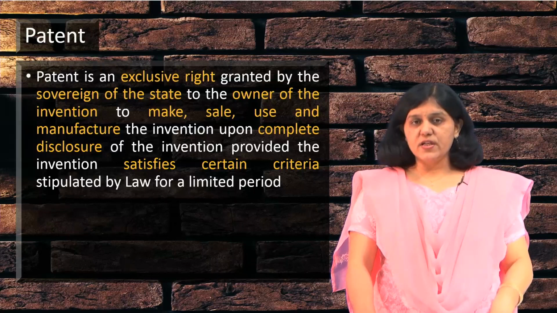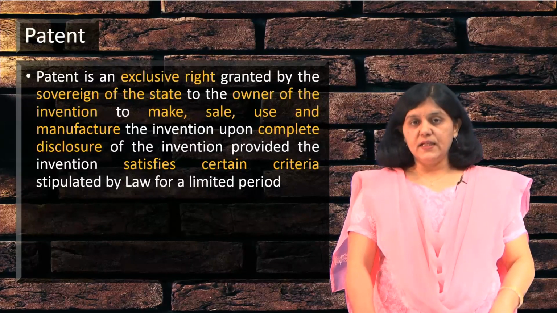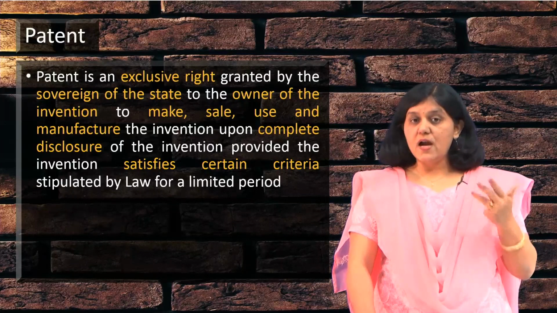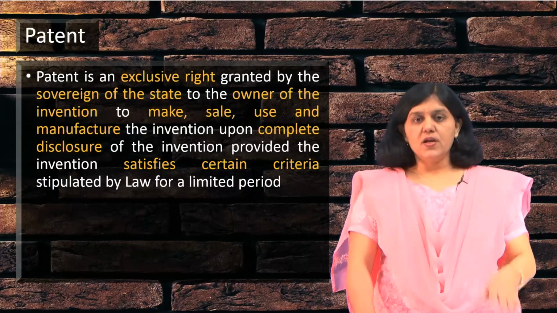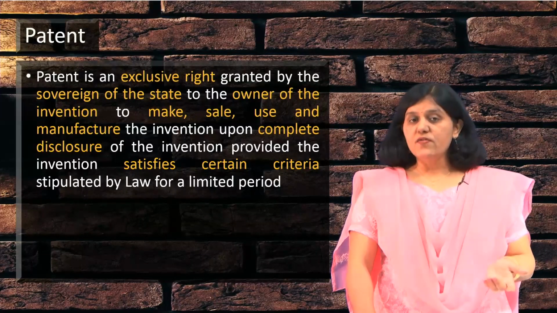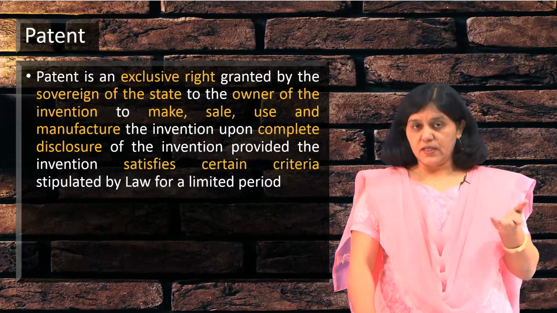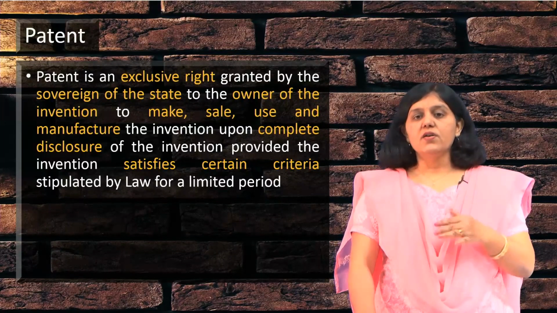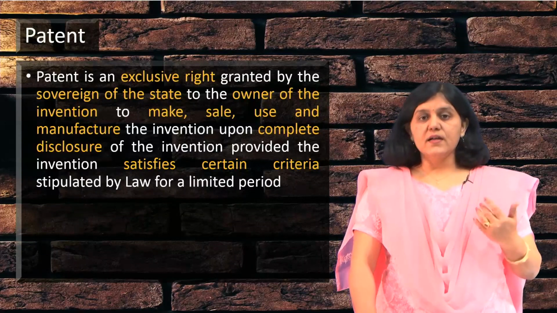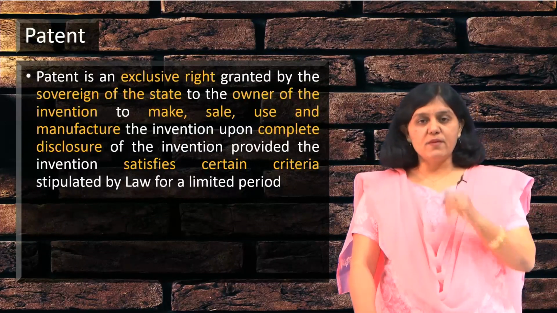Now, the next question is, which are these rights? These rights are to make, sell, use and manufacture the invention. So, he or she can sell this invention, they can manufacture that invention, whatever the product is, or he or she can make use of this invention. So, the rights received are to make, sell, use and manufacture.